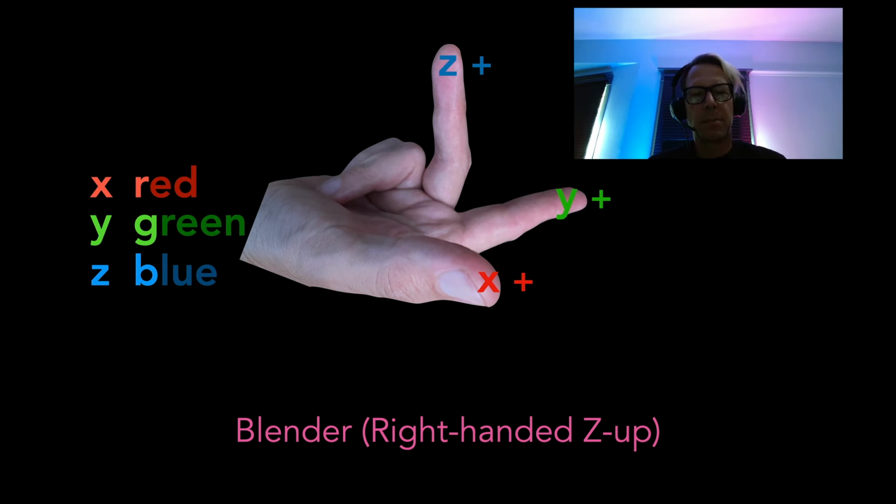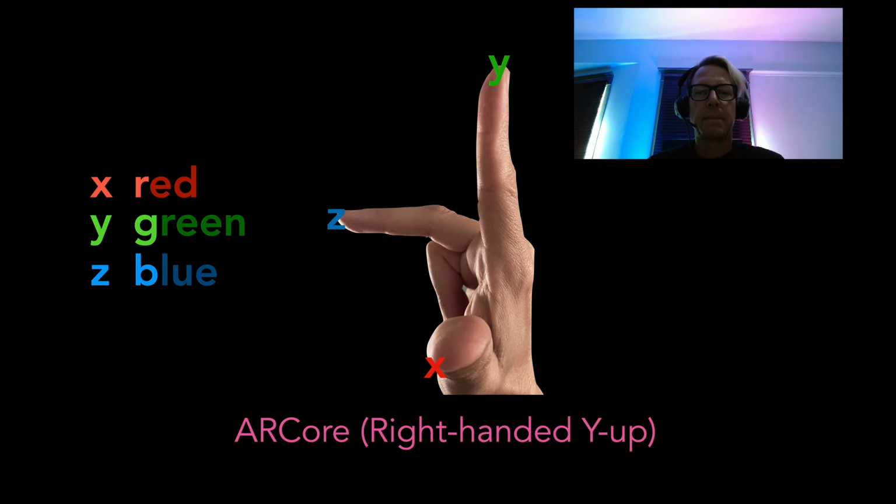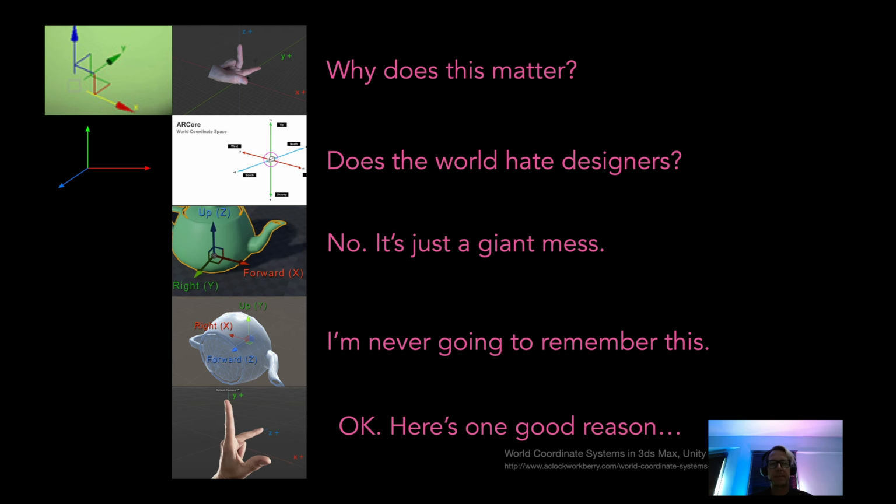So again, Blender, right-handed Z up, like this. ARCore, for example, again, right-handed Y up, right? And that's different than Cinema 4D, which was left-handed Y up. And you might be asking yourself, why does this matter? Does the world hate designers? And the answer is no, it's just a giant mess.